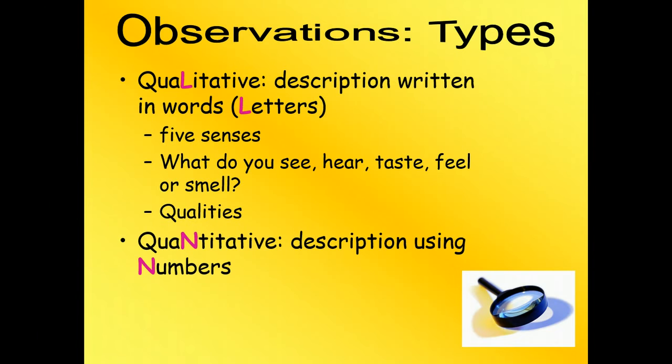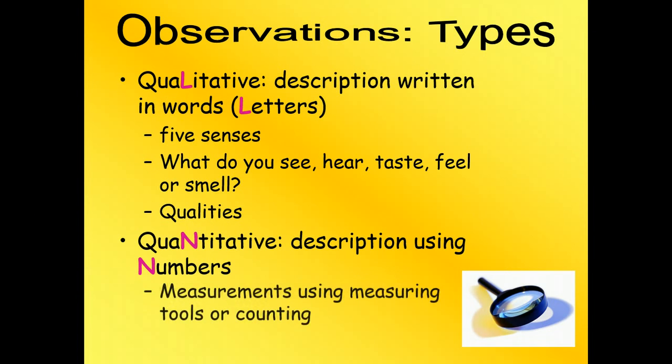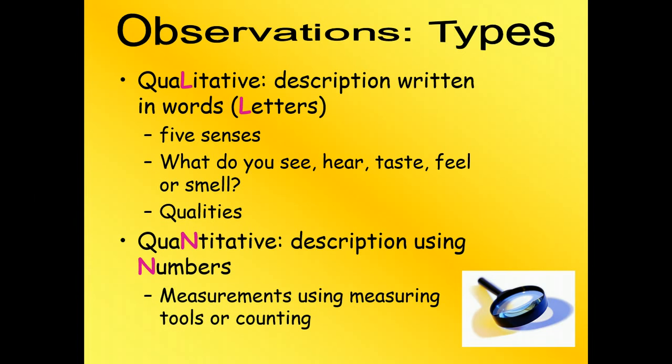The other kind is quantitative observations. These are descriptions that you write using numbers. Notice the N in quantitative goes with the N in numbers to help you remember. These are measurements that you would use a measuring tool or count something in order to get. For these, you're describing the quantity of something. So you might say the temperature is 35 degrees Celsius.